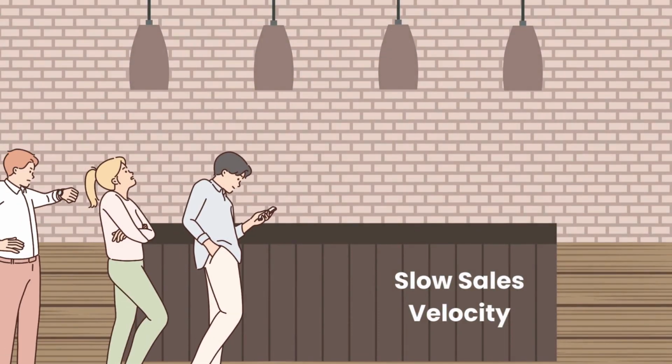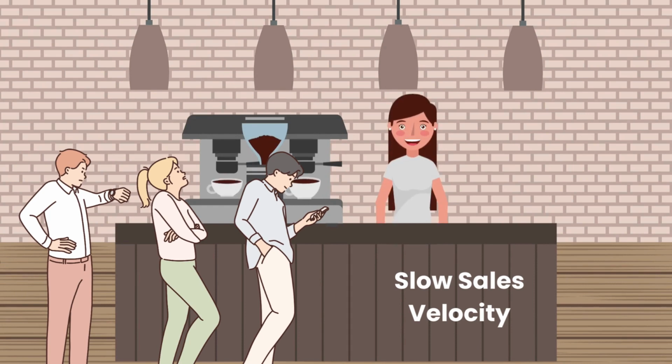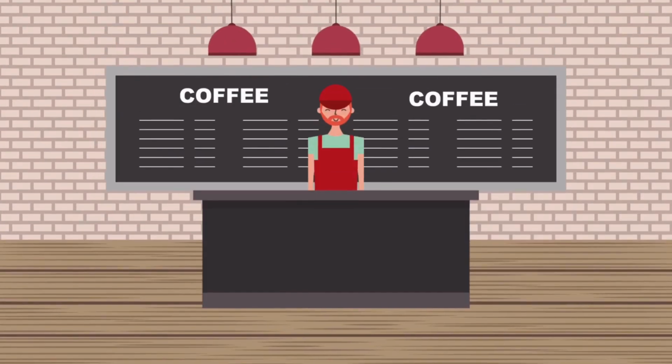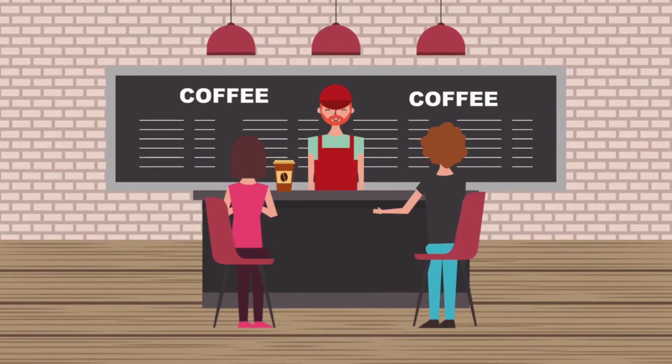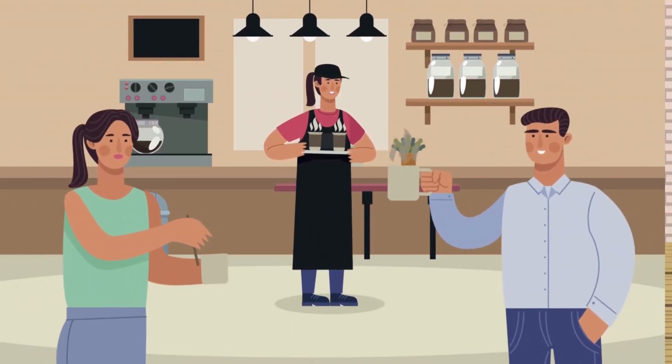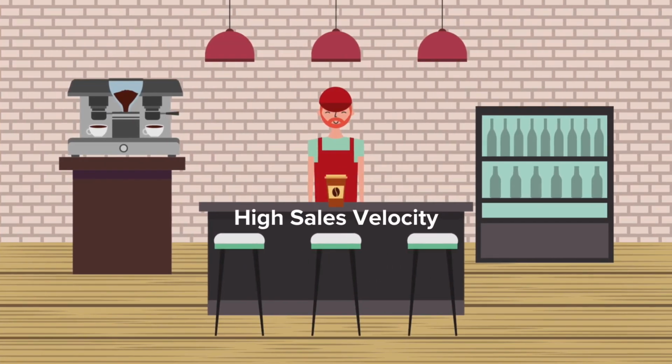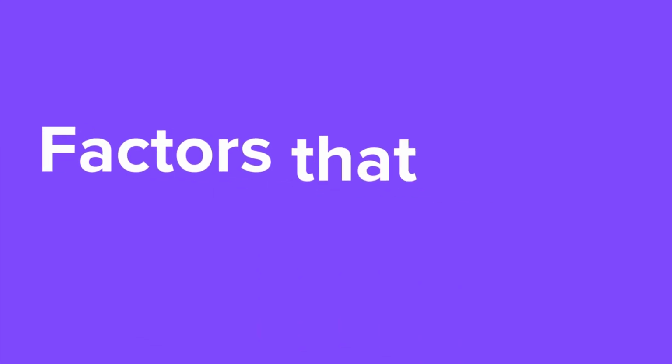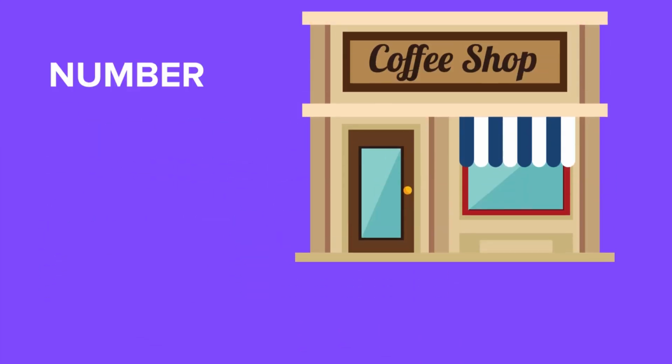Let's take an example of a coffee shop with one slow barista. The line gets long, customers get frustrated, and sales suffer. That's low sales velocity. Now imagine a coffee shop with a well-trained team. Lines move quickly, customers are happy, and sales are booming. That's high sales velocity.